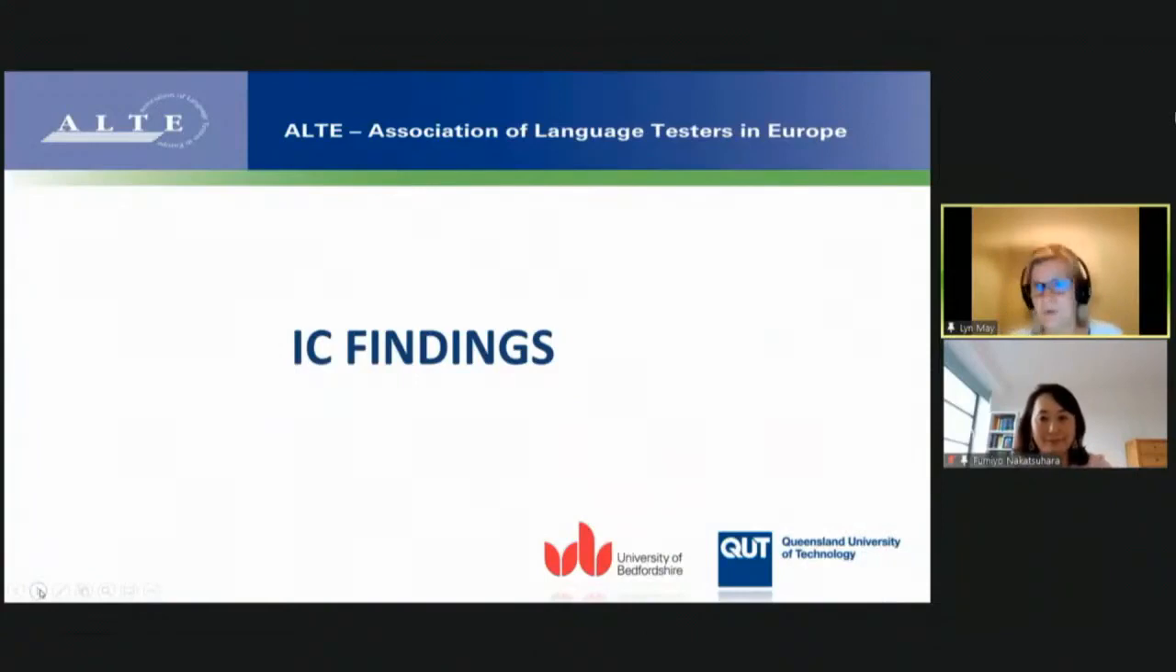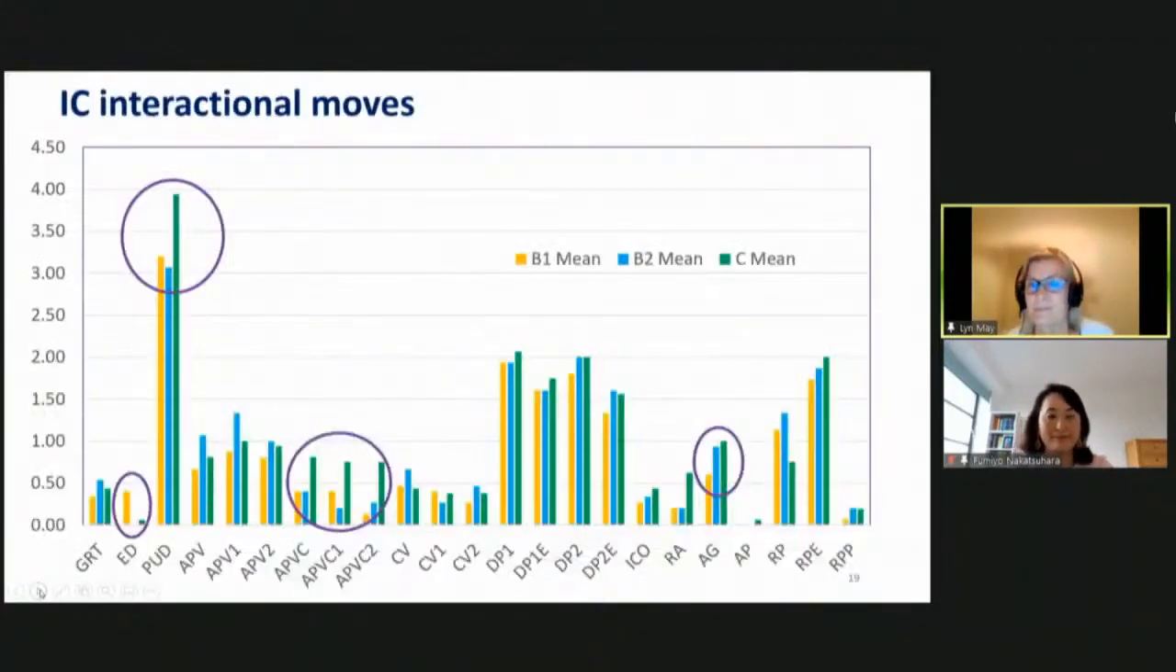All right, now I'll have a very brief look at the IC, the interactional competence findings. Again, I just want to draw your attention to a few features. So we coded many features, but we just want to highlight a few of these features in this talk. So the first feature that's circled there is ED, which is explicit disagreement. So this is quite abrupt, I don't agree with you. And as you can see, that really only occurred at the B1 level. There was very little of it at any other level.